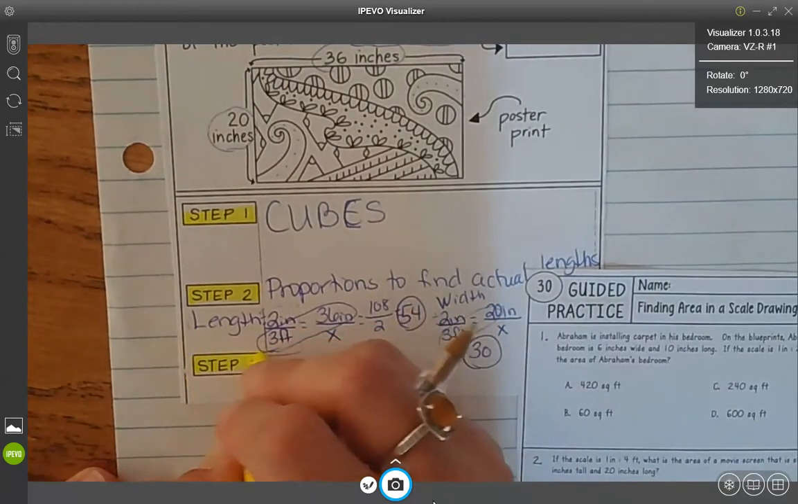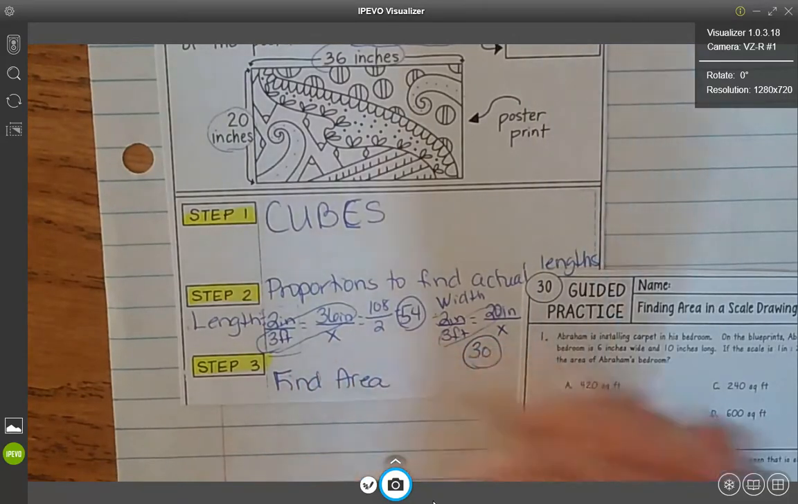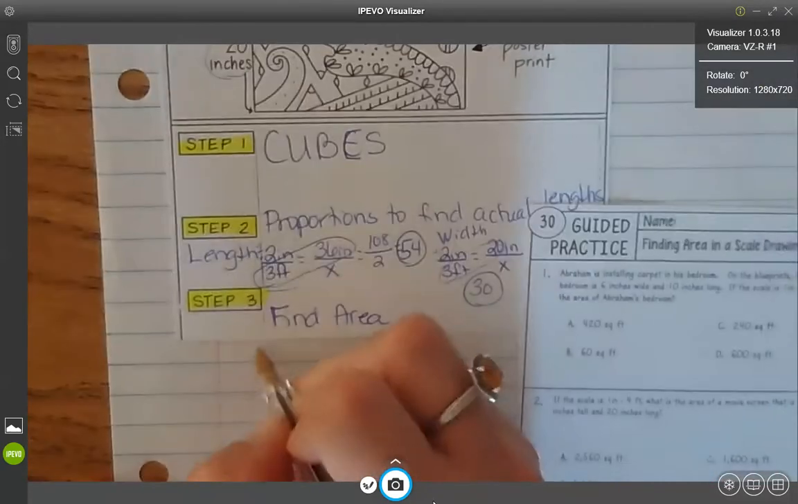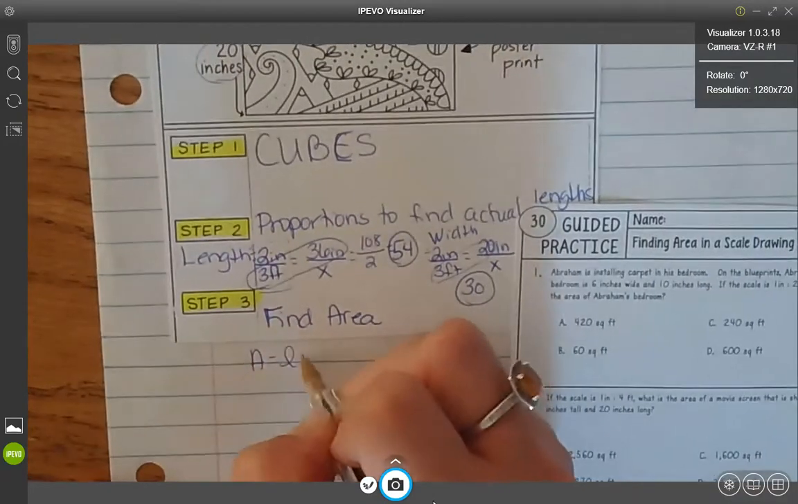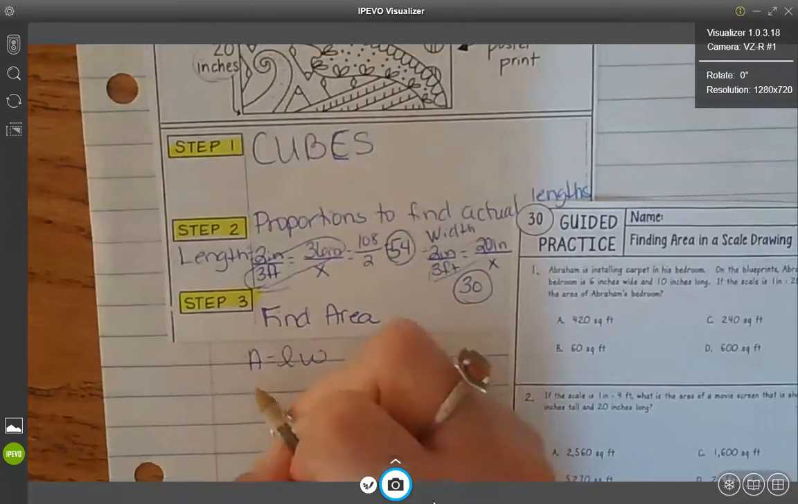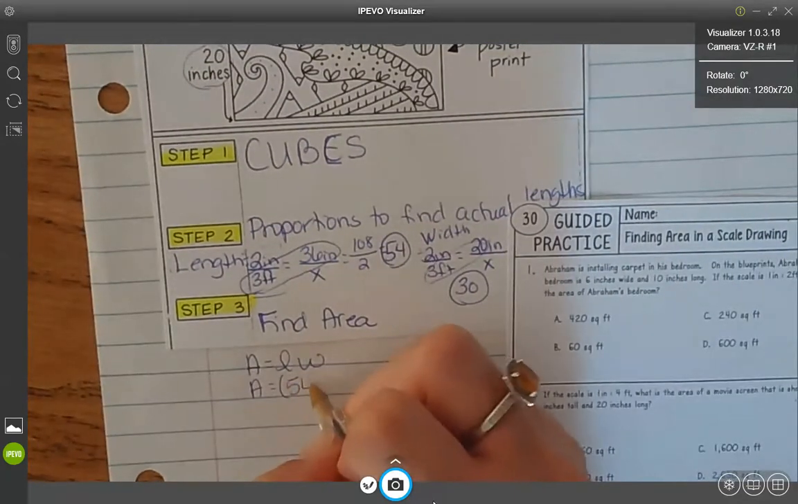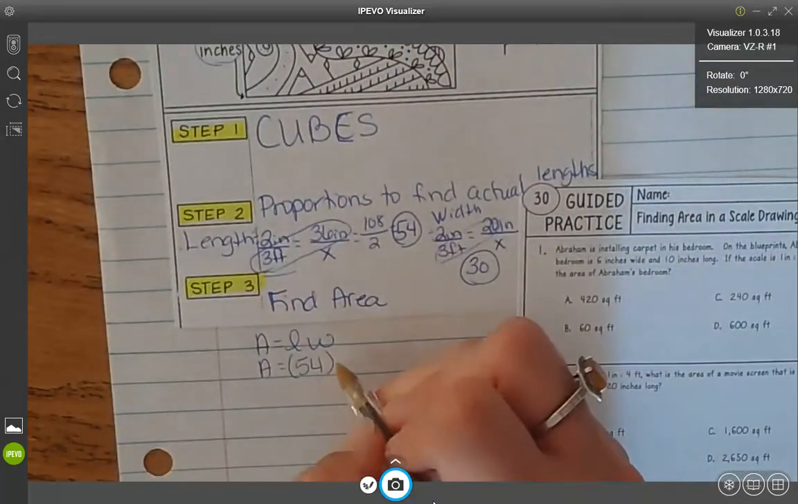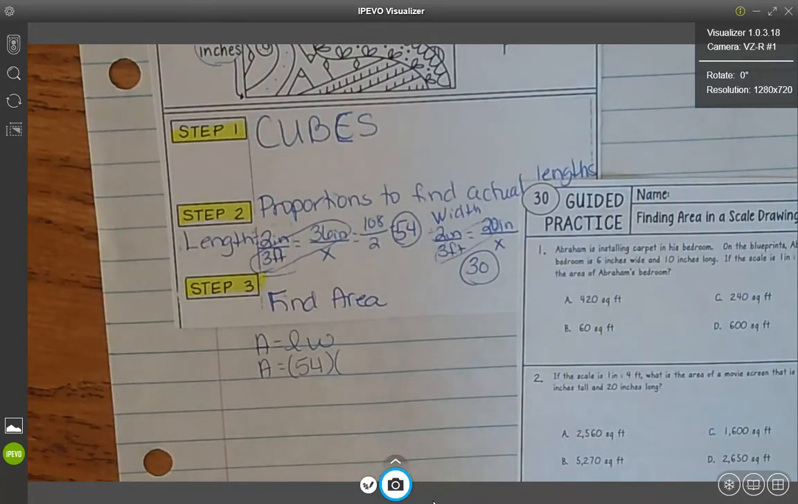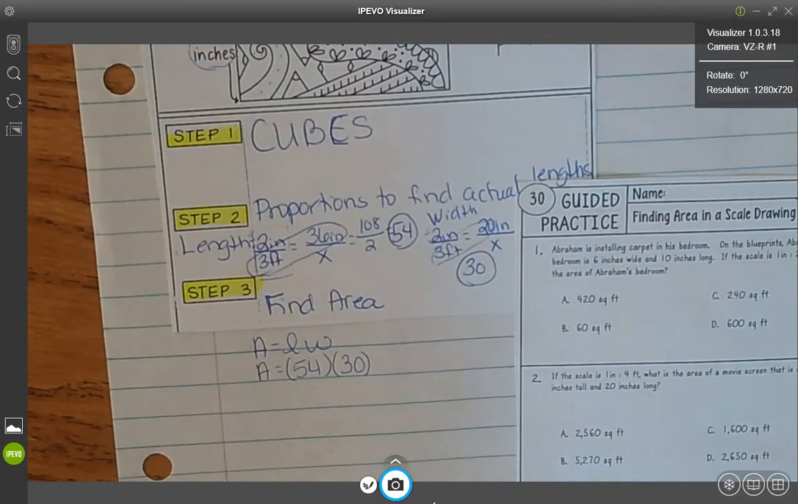So then my step 3 will be to find the area. And as I said, some of this got kind of cut off. So the area of a rectangle is length times width. What is the length measurement? 54. Good. And anytime you plug in for a variable, always put it in parentheses. And the width measurement? 30. Okay, let's multiply those and stand up when you get it.